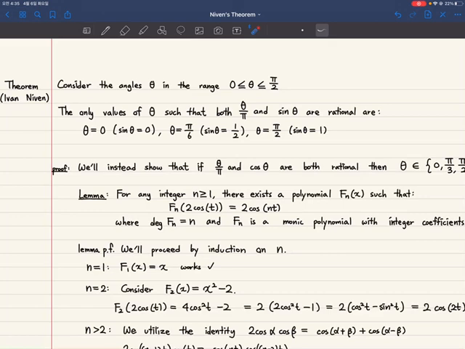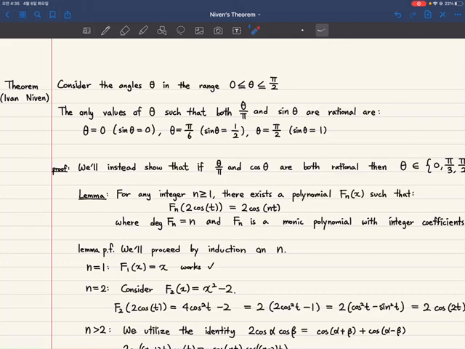And what the theorem says is that the only values of theta such that theta over pi and sine theta are rational is when theta is 0, theta is pi over 6, or theta is pi over 2.